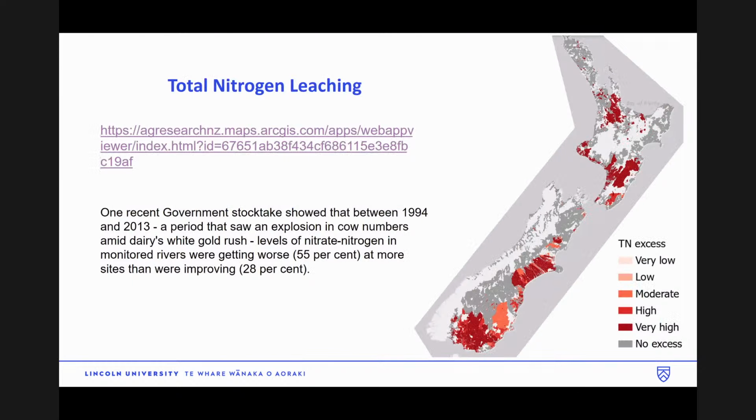So if we have a look at the total nitrogen leaching, that's a really, really cool graph. What you'll see is the correlation. All those areas in red tend to be where there are dairy areas that are known for it. So you've got Invercargill, Canterbury, Taranaki, Waikato. So the correlation is definitely there. Generally speaking, they're saying, look, our monitored rivers, we're getting 55% worse. So there's a very, very high correlation, essentially. We know it's dairy.